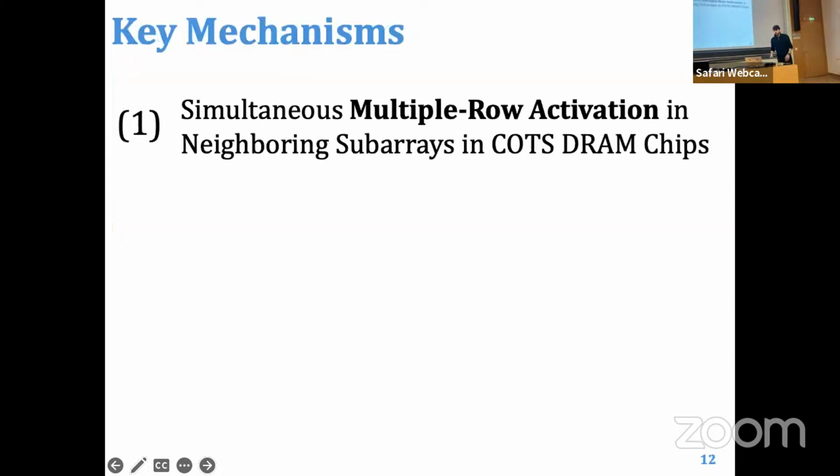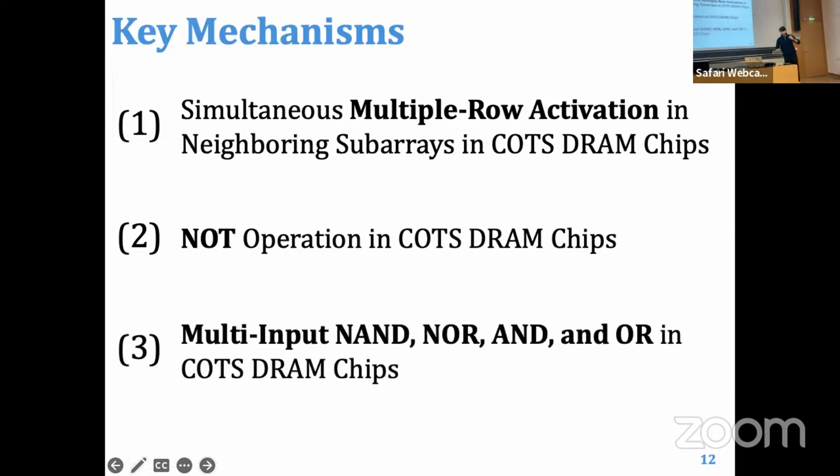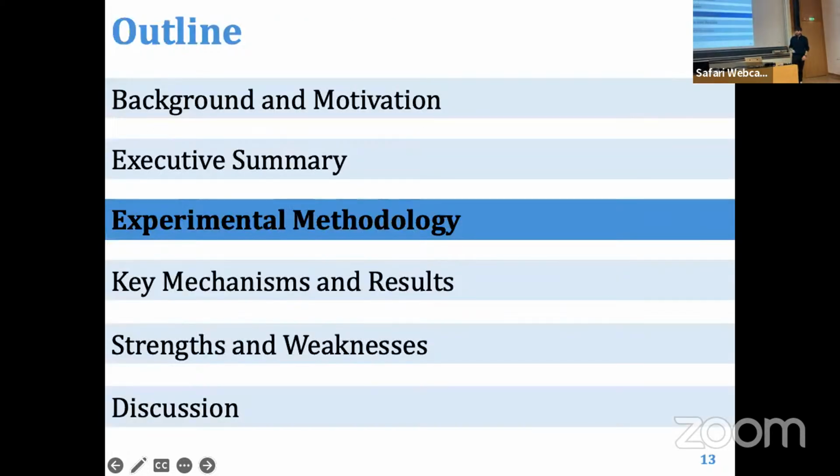Let's look at the key mechanism quickly. First of all, they show how to simultaneously activate rows from 2 neighboring subarrays. We're going to see that in detail later. Then the NOT operation in off-the-shelf DRAM chips and the multi-input operation in off-the-shelf DRAM chips. But in order to understand exactly the mechanisms, we need to know how they experimented on the DRAM chips.